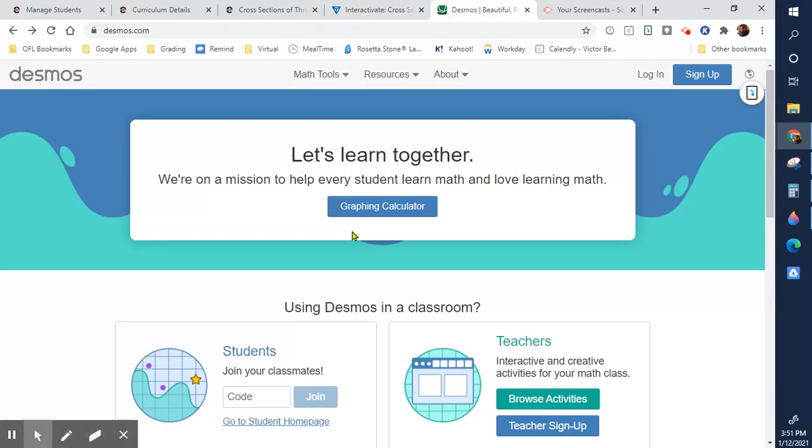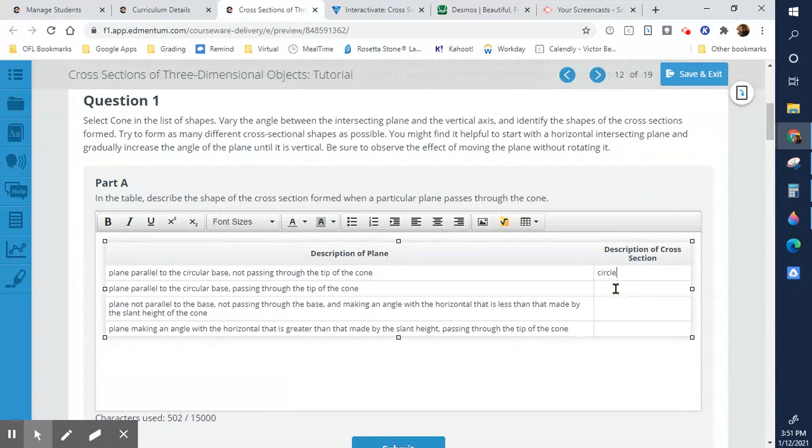Next one we're going to want to do is a plane not parallel to the base, not passing through the base and making an angle with the horizontal less than the slant of the height. So there's a bunch of complicated stuff there.